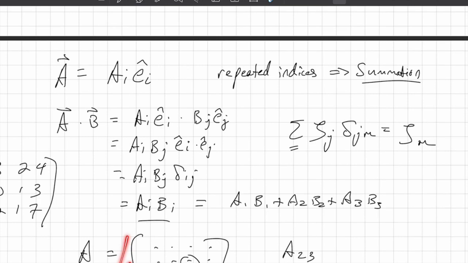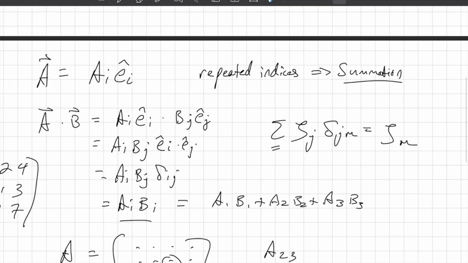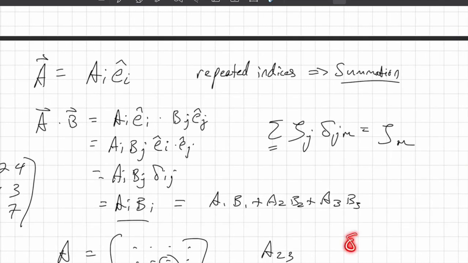Oh, it's row, column. Okay, 3, 1. It's row, yeah. So it's A31, okay? So things that have two indices as opposed to one index are matrices now. So then the question is, what matrix is delta ij?